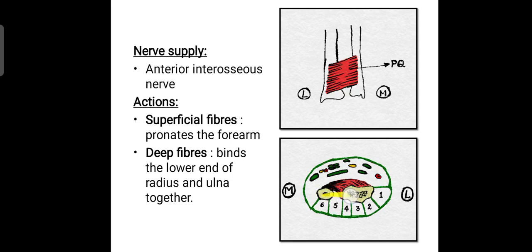So these two bones are held together by a group of ligaments as well as the deep fibers of pronator quadratus. So this concludes the deep flexor group of muscles of forearm.